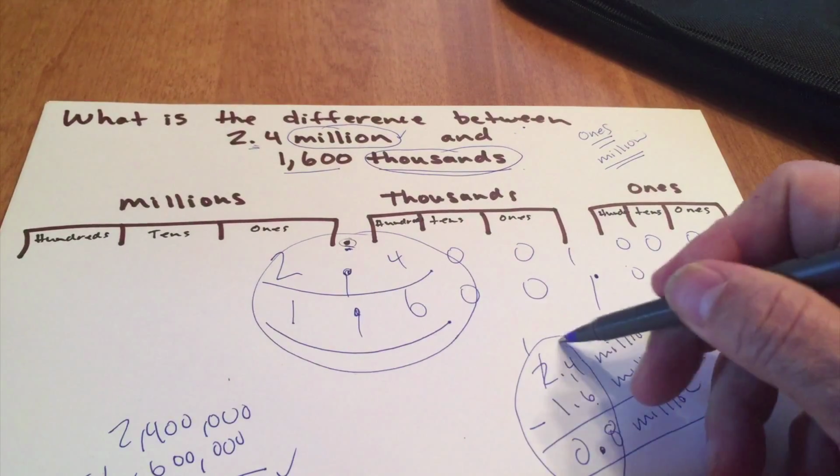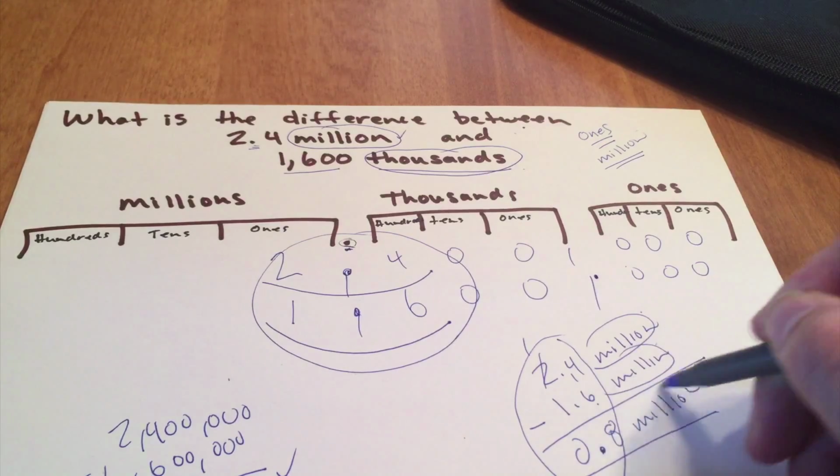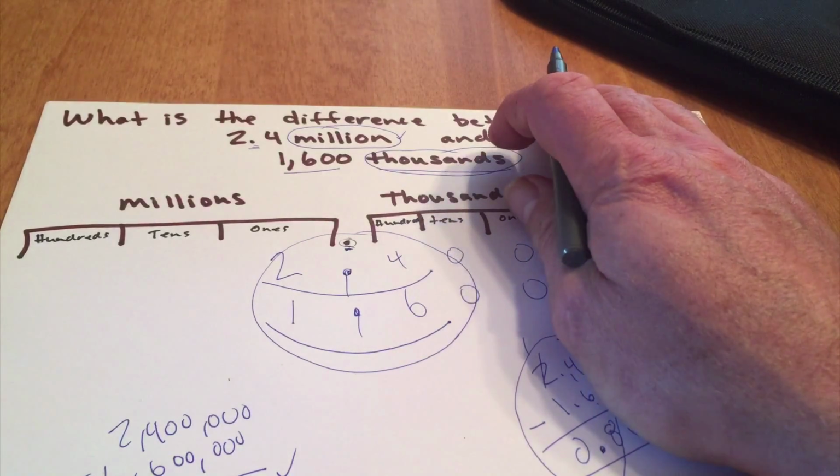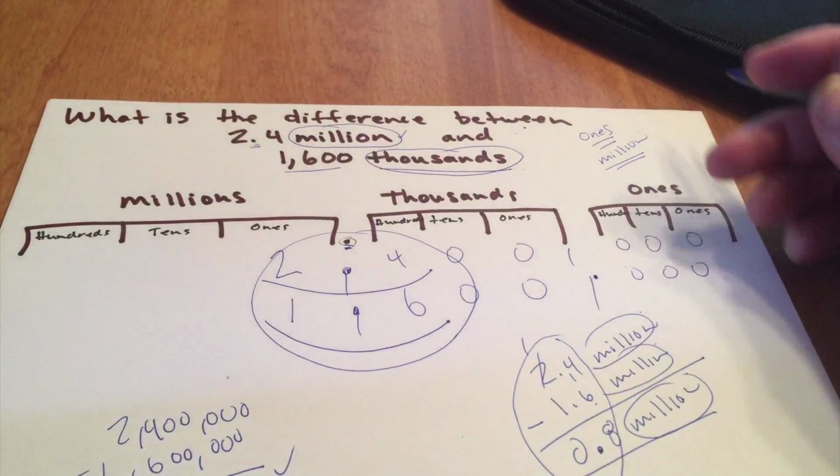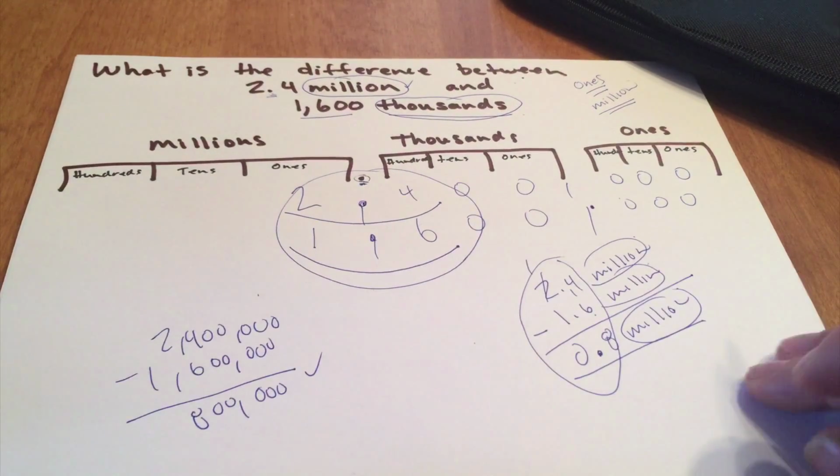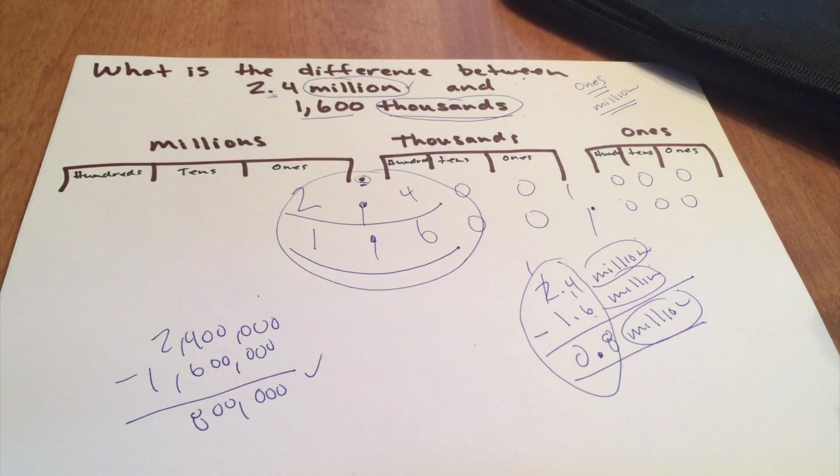So that's correct. And I also could have done it the way I did it here. If you do it this way, make sure you add the millions over here. Otherwise, you just say it's 0.8, and I might not know what you're talking about. Anyways, this is how you do this type of question.